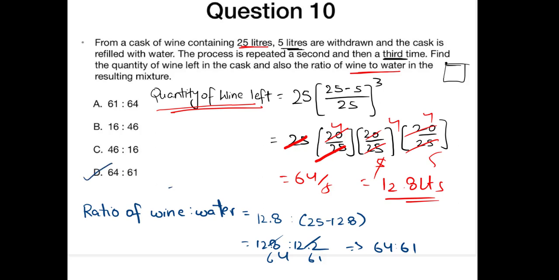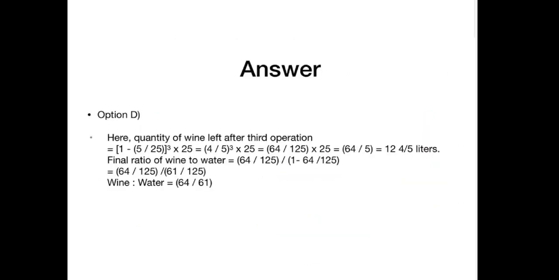This is how we're going to do it. First we need to find the quantity of wine left, and then the ratio of wine to water. This is how we go through the process. It's the same way, but in a different style. Let us go ahead.